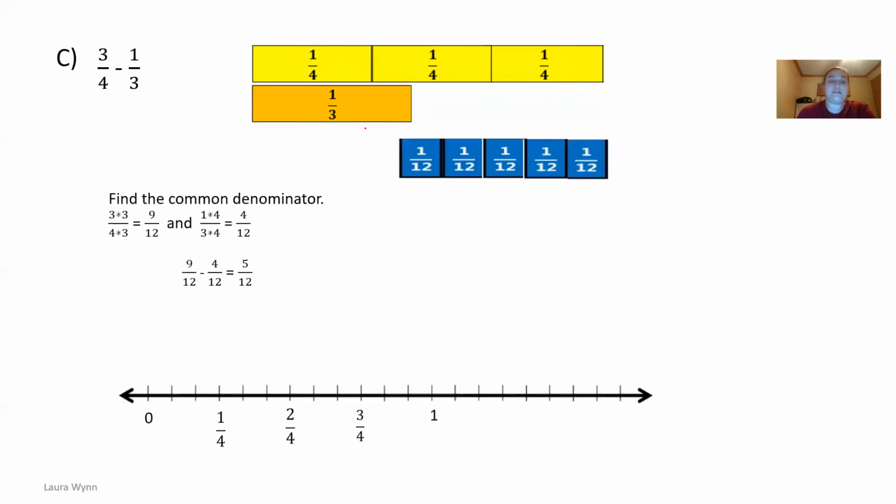So to get 12 in the denominator, we have to do 3 times 4, which gives us 12, and 3 times 3, because whatever you do to the bottom, you have to do to the top, is 9. And for our other one, 3 times 4 gives us 12, and 1 times 4 gives us 4. So 9/12 minus 4/12 is equal to 5/12.